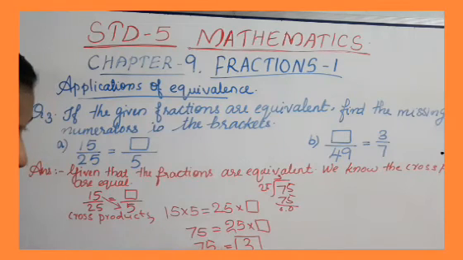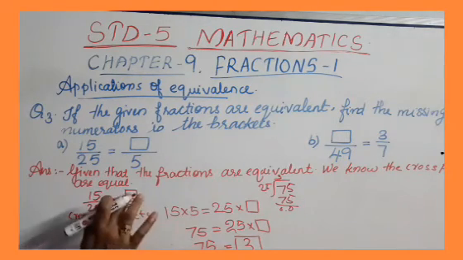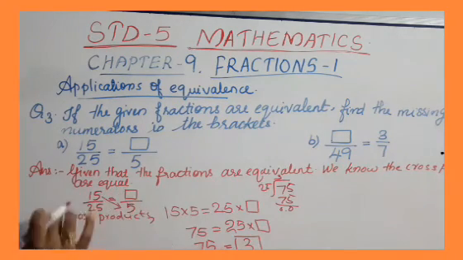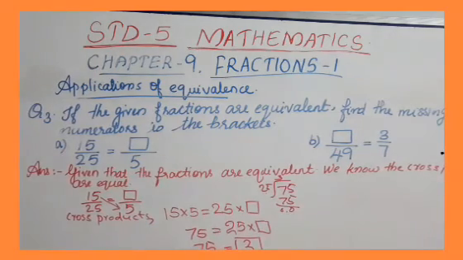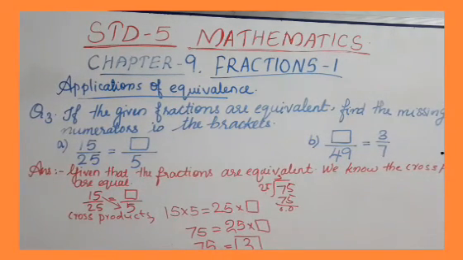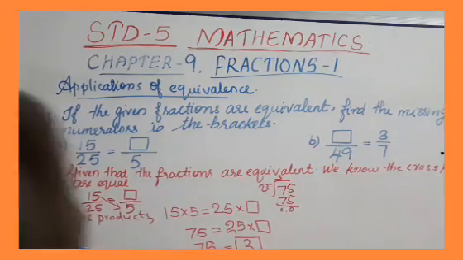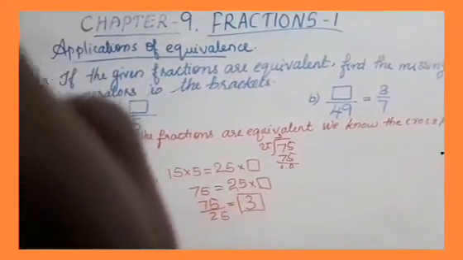How? By dividing 75 by this 25, we got the answer 3. Okay, so which number will come in this vacant space? That is number 3. Got it, children? Okay, so this way we can answer this question. Okay, and now let's check the next one, B question.